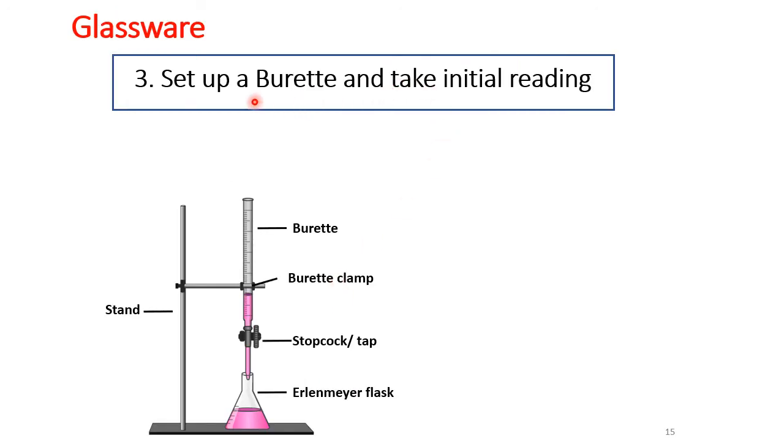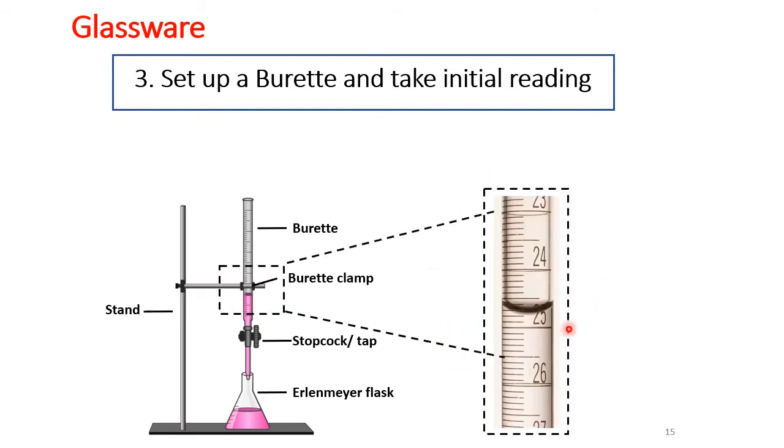Third is how to set up a burette and take the initial reading. It's very important to know that the burette is a very important analytical technique, whether quantitative or qualitative, as we have previously discussed, but it's very important to know how to read this burette, how to hang it on the stand, how to keep the level of the liquid at a horizontal level to your eye, and how to read at the meniscus, which is the bottom line of the solvent. So whenever you read from the meniscus, please take care of this.